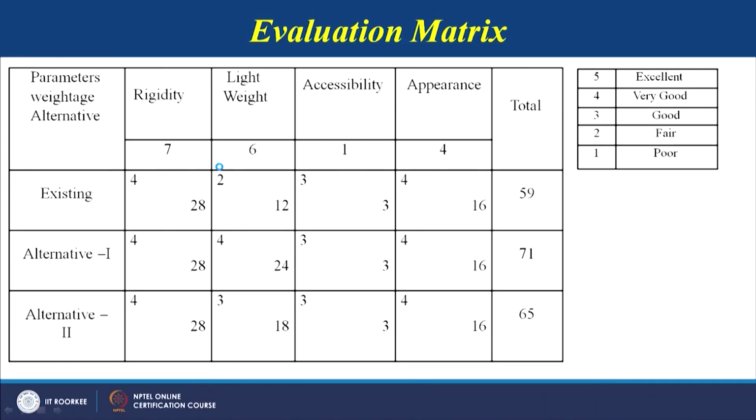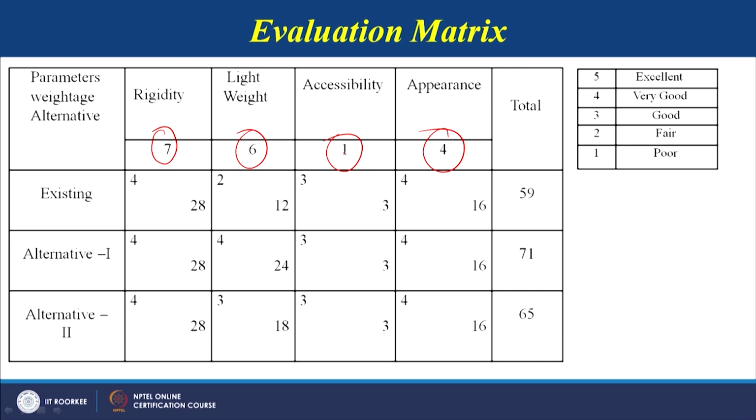So we have to do a relative grading of which idea is relevant to which criteria, and whether each criterion is affecting the other criteria positively or negatively. Based on that, a matrix will be created and a weightage will be assigned. Now, based on that, a weightage has been given: rigidity is given weightage 7, lightweight weightage 1, accessibility 1, and appearance 4.